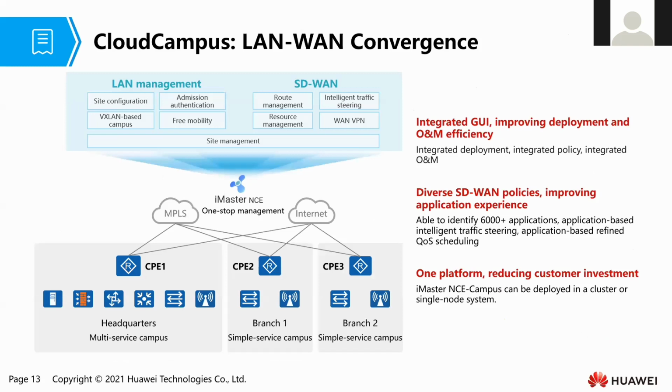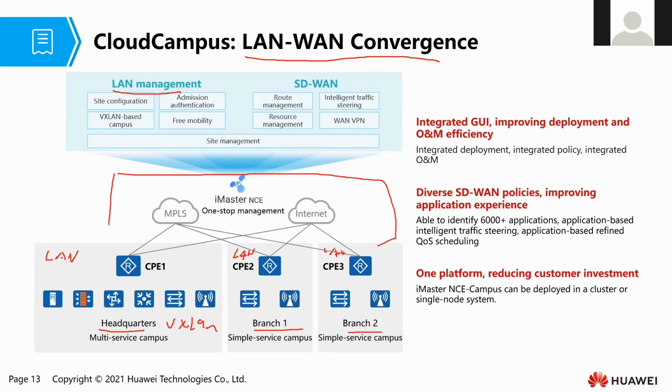The third solution inside our cloud campus is LAN-WAN convergence. For LAN-WAN convergence, basically we have our LAN. For example, here we have the headquarters, branch 1, and branch 2. Here is our LAN. Inside our LAN network, we will use the VXLAN solution. And between the headquarters and the CPE, we will have our SD-WAN solution. By combining both, we have the LAN-WAN convergence.